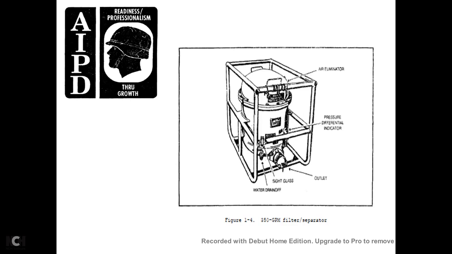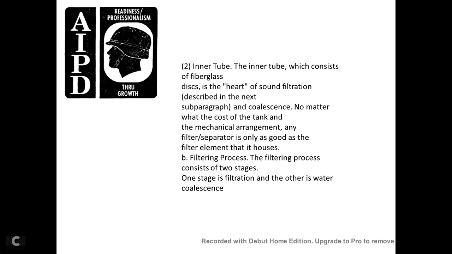Figure 1.5 shows the 350-gallon filter separator, the air eliminator, pressure differential indicator, outlet, sight glass, and water drain off. The inner tube consists of the fiberglass disc, the heart of the filtration described in the next subparagraph. No matter the tank's mechanical arrangement, any filter separator is used only on the goods, as the filter elements in the house.